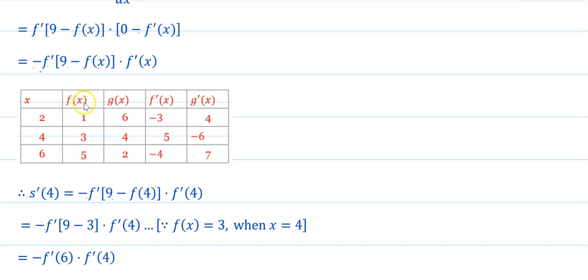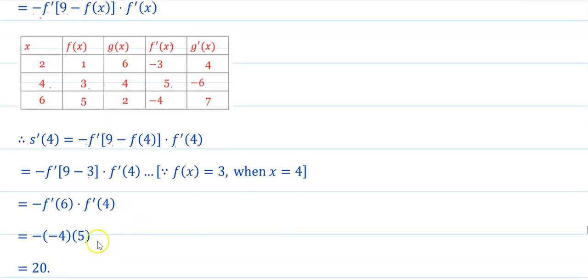Now what is the value of f of 4? x is 4. f of 4 is 3. f dash of 4 is 5. Okay. f dash of 9 minus 3. 9 minus 3 is 6. f dash of 6 into f dash of 4.